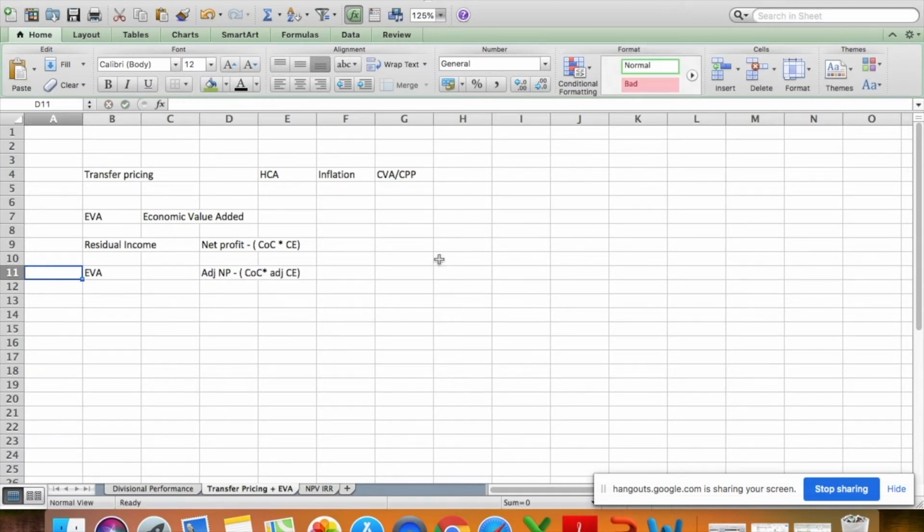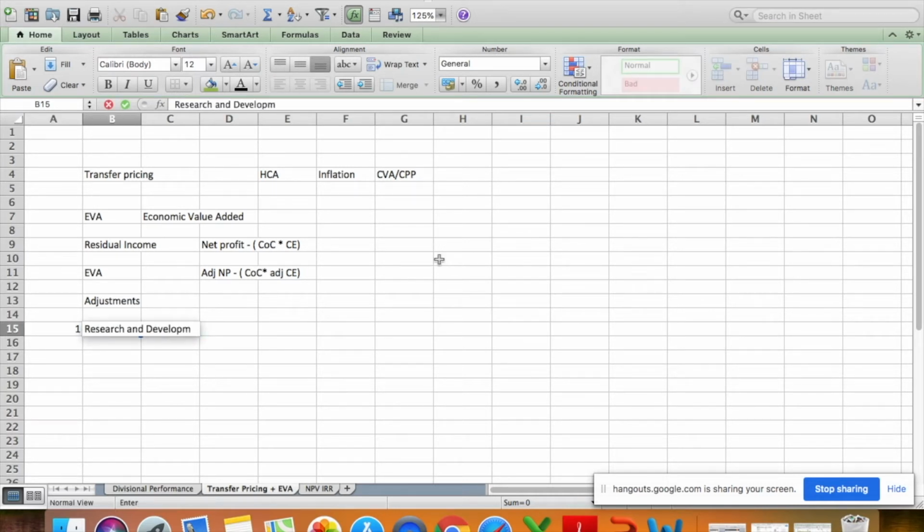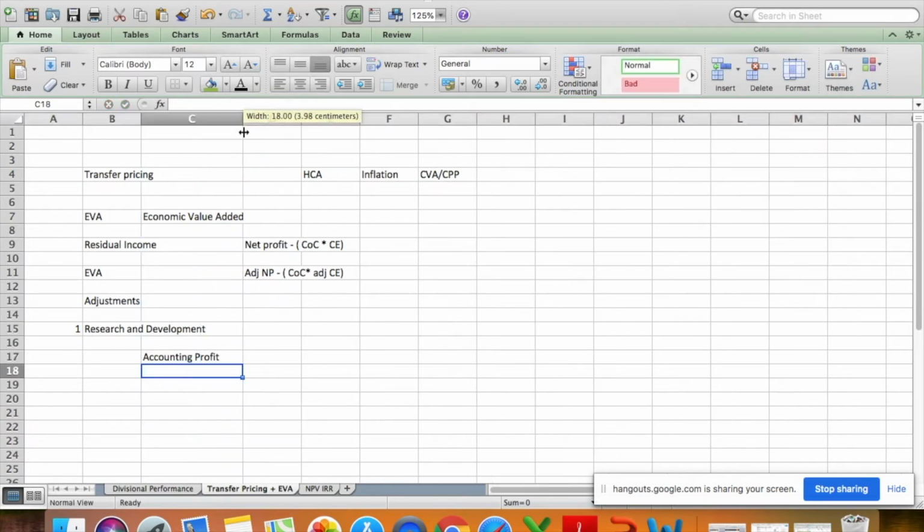Now, the only difference between these two is the adjustments, right? So what kind of adjustments are we talking about? There are two kinds of major adjustments that we're going to look at today. These are the adjustments that we're going to make to the net profit and to the capital employed to actually understand what economic value added means. So the first adjustment that I've written down is research and development. We're going to look at it from two perspectives, accounting profit and so let me just write it down, R&D.